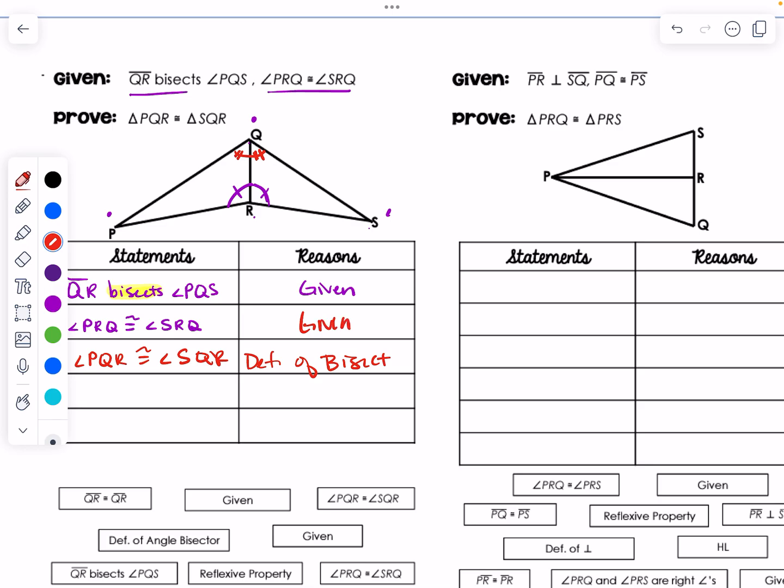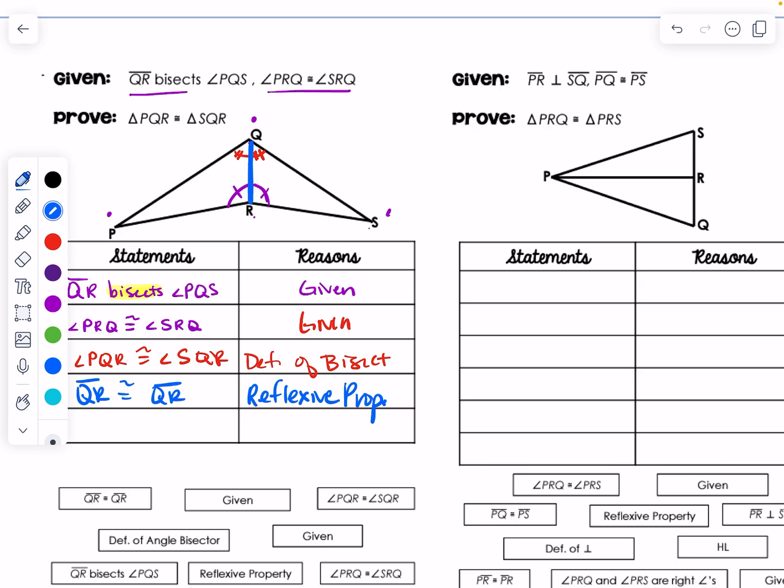So I'm only looking for one more thing, and it can't be an angle. It has to be a side because angle, angle, angle is not a congruency theorem. And then I see it right here. They're both sharing this side. So I'm going to say QR is congruent to QR. And remember, that's because of the reflexive property.